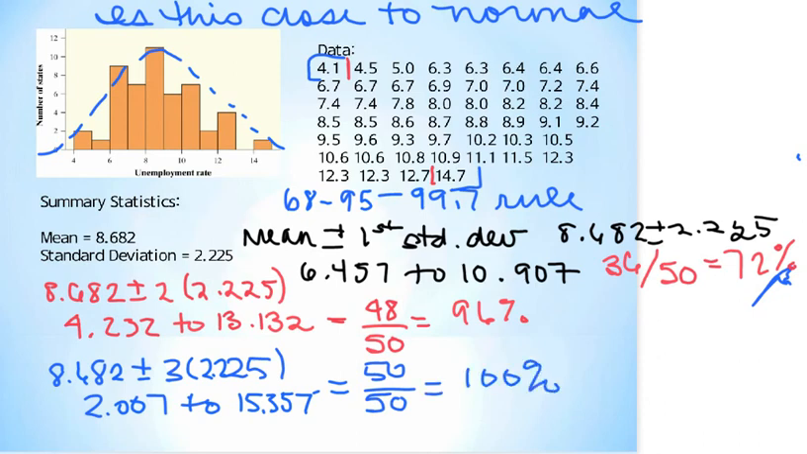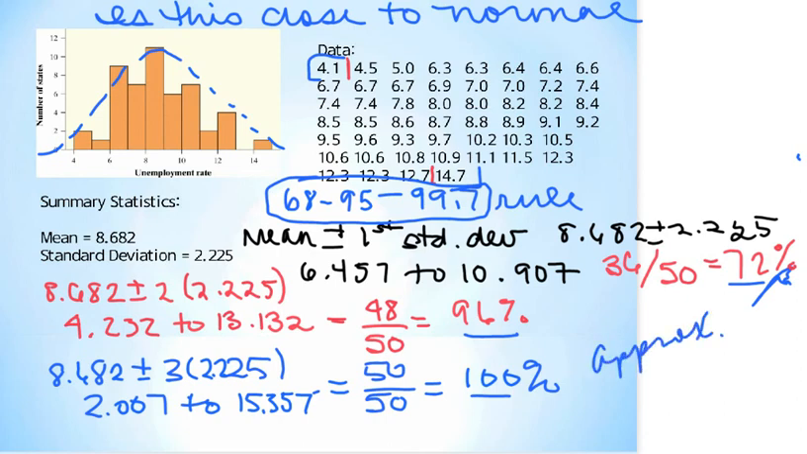So what does this mean? Well, remember my 68, 95, 99.7 rule. 72 is not far off of 68. 96 is almost 95. And 100% is close to 99.7. Because these are all close, I would say this is approximately normal.